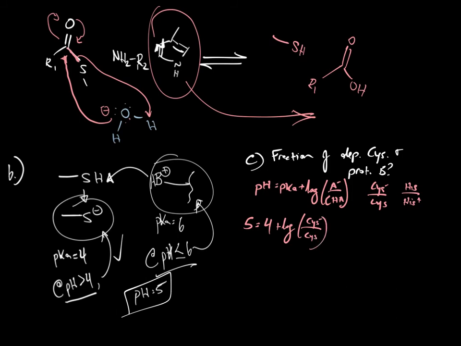So then when you work the math out, you would get that this ratio, cysteine negative over cysteine neutral, is equal to 10 over 1. Meaning for every 1 cysteine that we have, we'd have 10 cysteine negatives. But they're asking for the fraction, okay? So this is kind of a weird concept, but it makes sense if I use a simpler term.